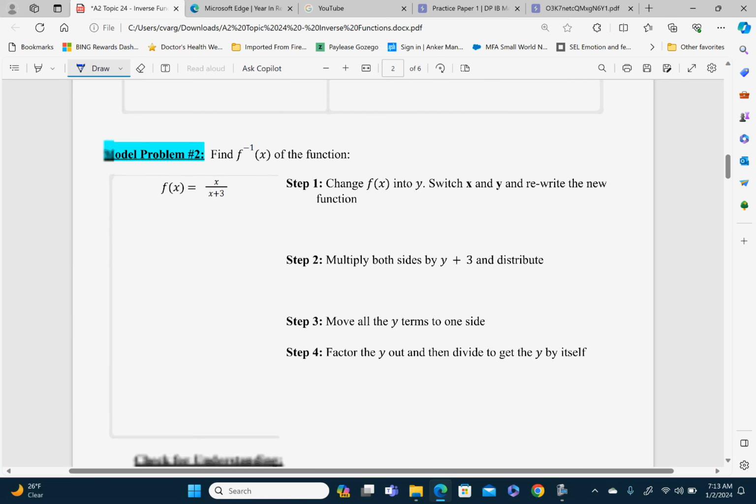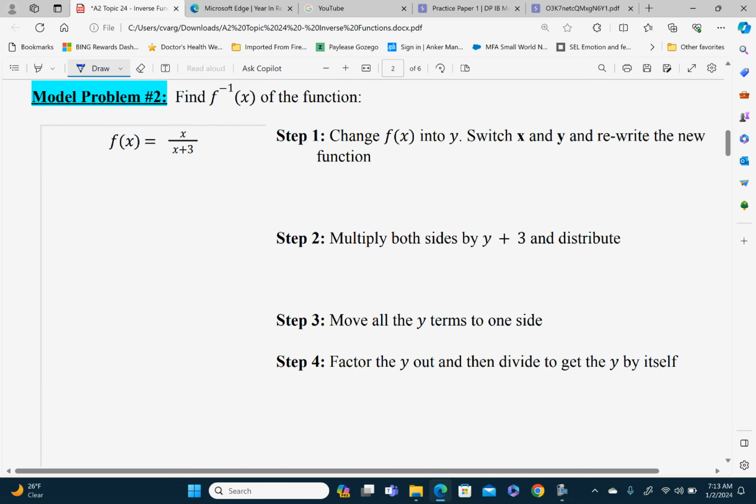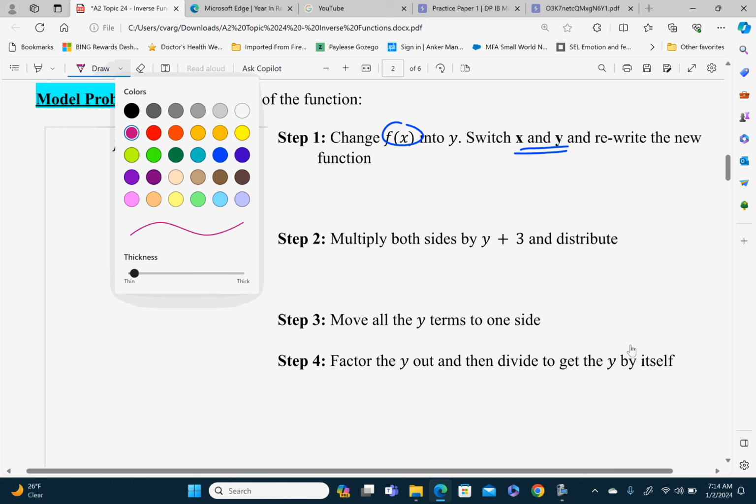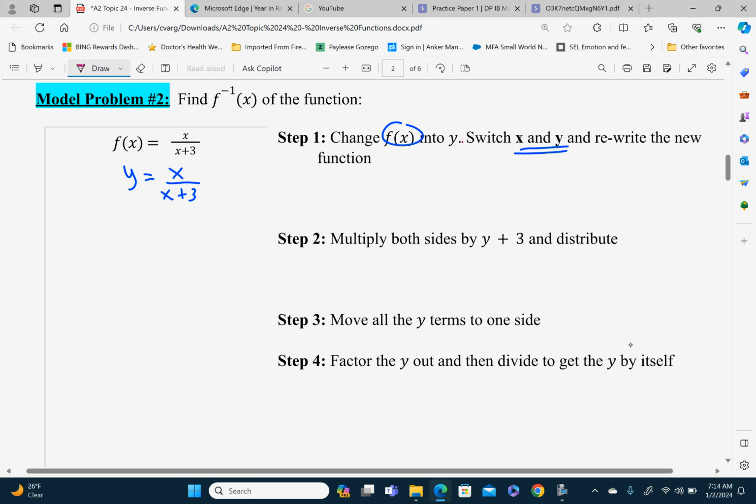Model problem number 2, it says find the inverse of the function. So f of x is the same thing as y. So we have y equals x over x plus 3. So we're going to do our same first step, right? We're going to switch our x's and the y's. So let me go ahead and switch the color so you can see that I've done it. So our y is going to become x is equal to, our x is going to become a y on the bottom. So now we got the inverse, right? So now what we're going to do is we're going to get the y by itself.